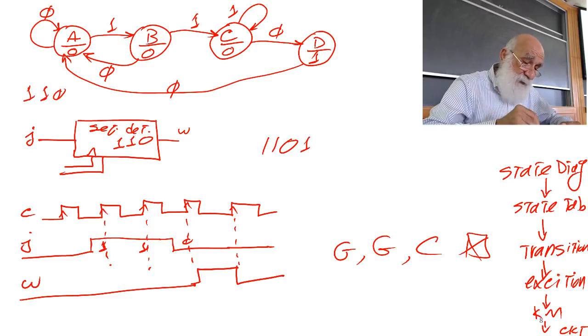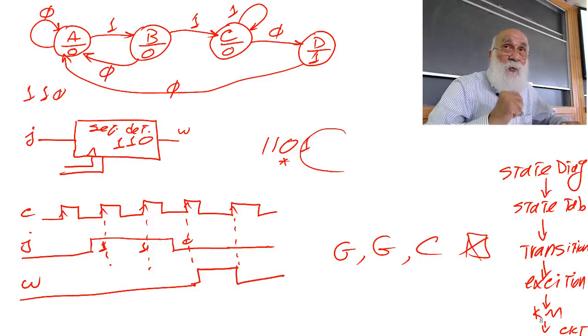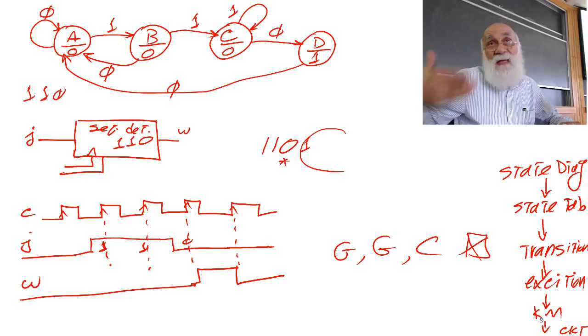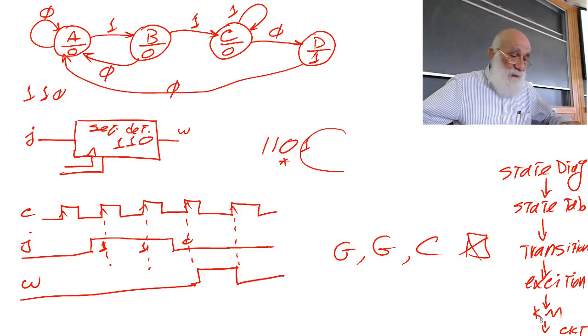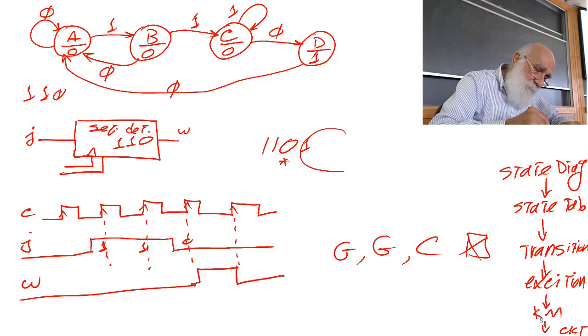I'll give you an example. But if you get another 1, you say, well, fine, I got my output here, but this 1 may be the beginning of the next 110. All right? And therefore, what state do you go to? You go to state B.